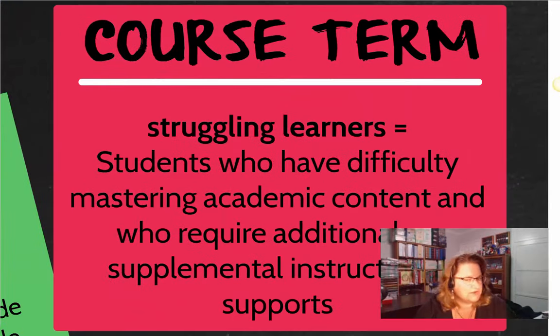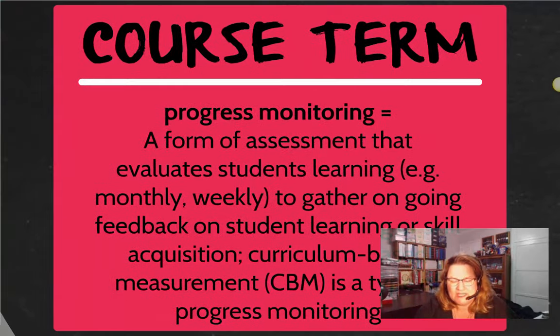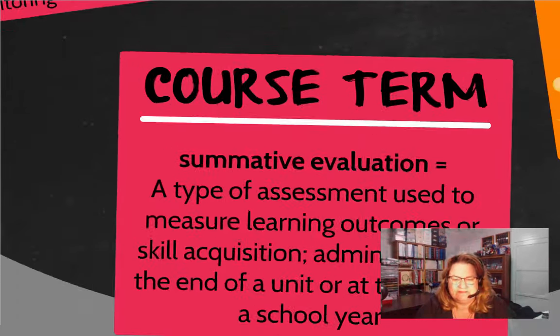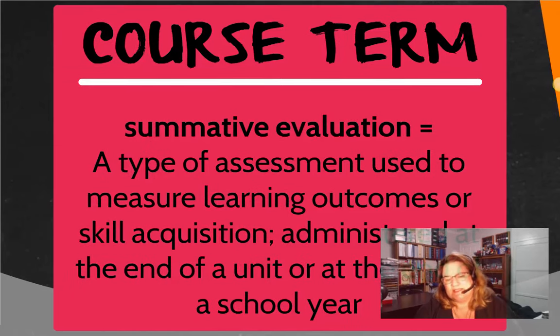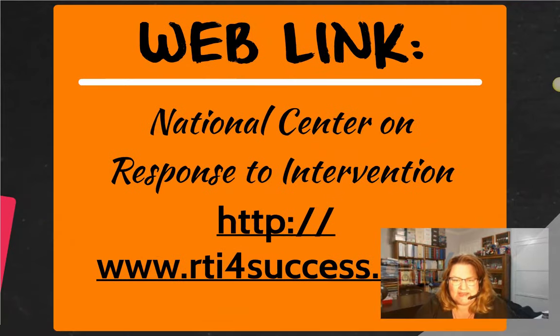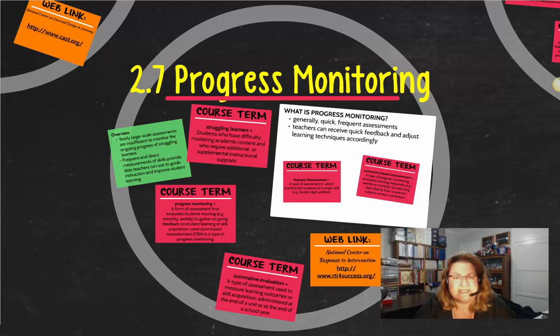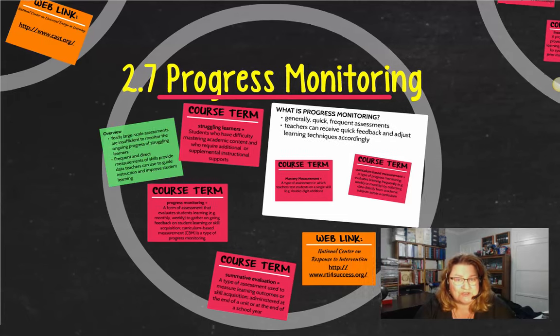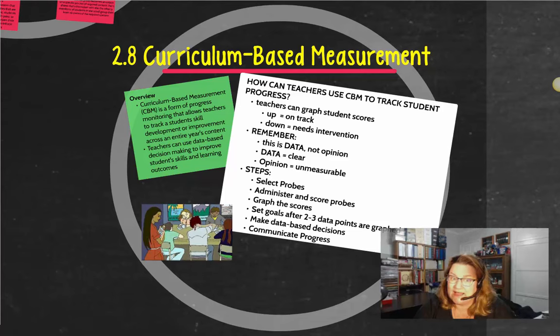Okay. Struggling learners are students who just need more support, and that's okay. And again, progress monitoring, okay? And make sure you know what CBM, curriculum-based measurement, is. I did put that as an acronym in Quizlet as well. And then the summative evaluation, that's just a fancy way of saying, like, at the end of the year, how are we doing? Okay. And the National Center on Response to Intervention, RTI, that's another one. Let's make sure you guys know that as well. RTI for success.org. And by the way, that's going to show up in this lecture more than once. Is it important? Yeah, if it shows up more than once.